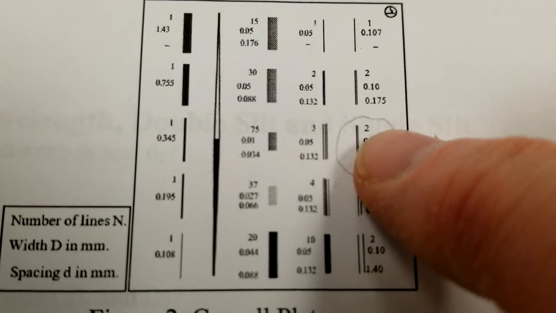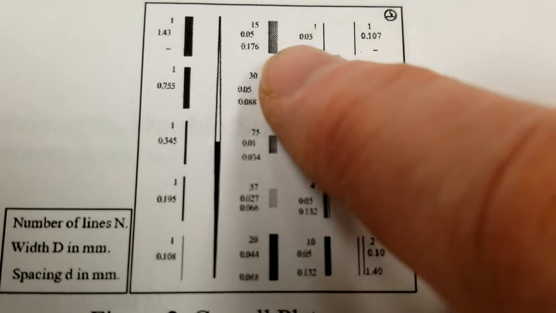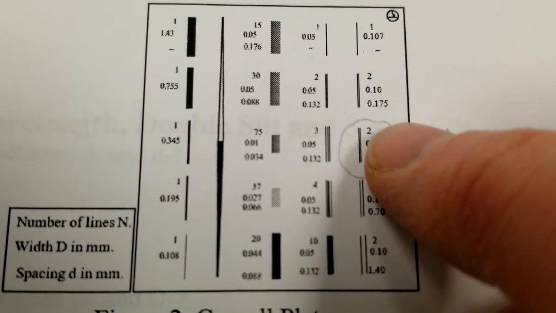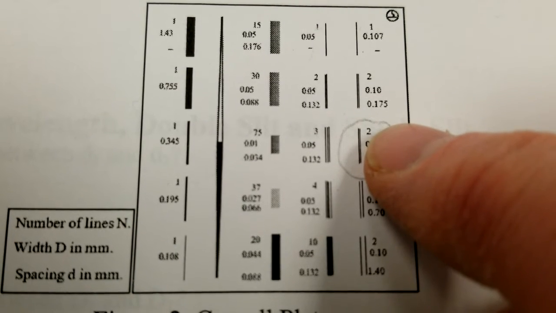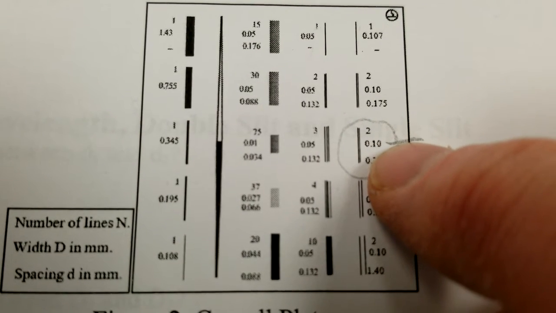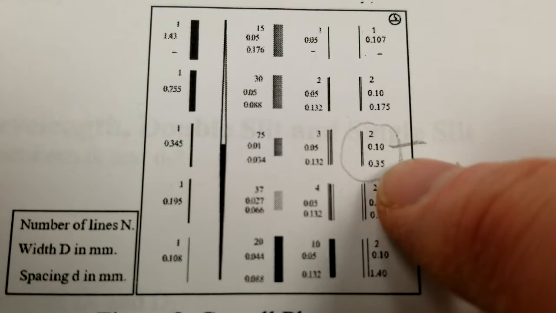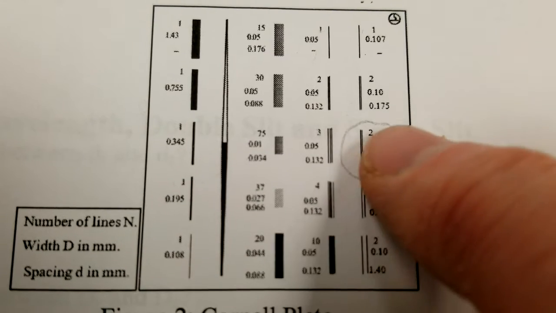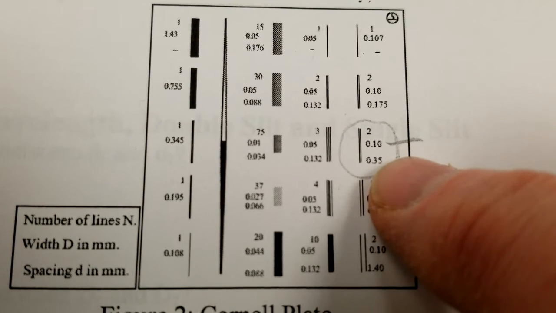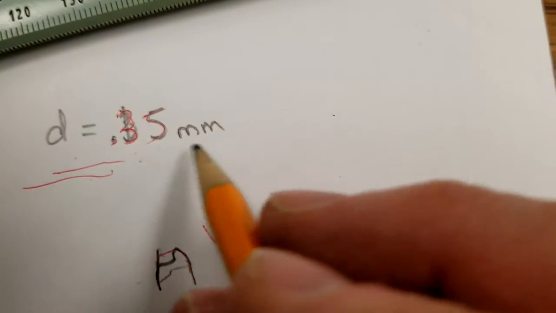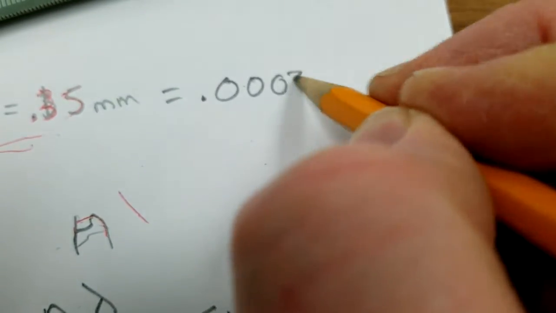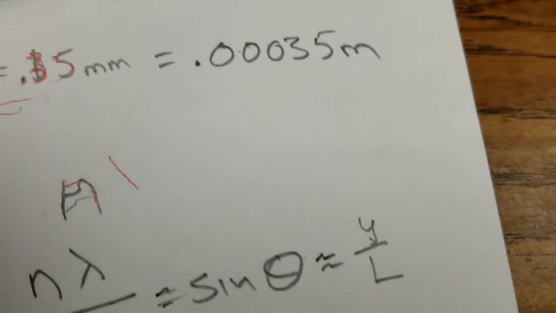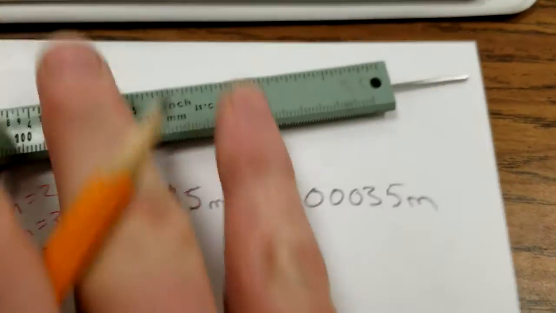There were 2 slits. The numbers are telling you the number of slits there are. So there were 2 slits, and that is the width of each slit, and that's the distance between them. That is 0.35 millimeters between the slits. So d is 0.35 millimeters, or 0.00035 meters. We do need it in proper units in order to get a meaningful answer in the end.